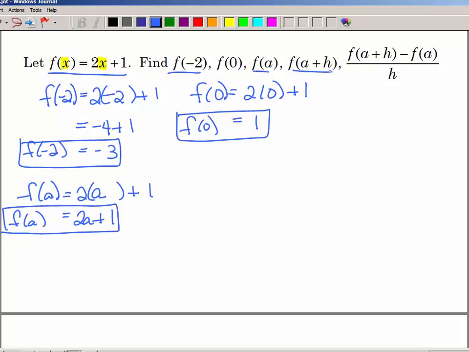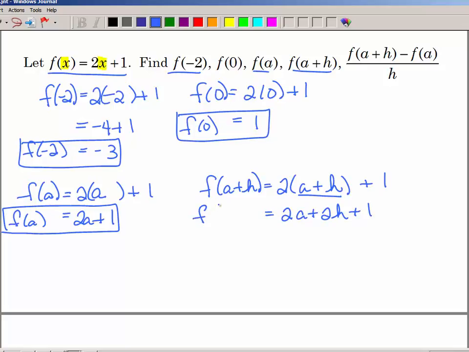Our next one, f of a plus h. So f of a plus h equals 2 times, what are we going to put in that parenthesis? In place of that x, we're putting in a plus h. And again, not much else you can do with that. We could maybe distribute that too, but since there are no like terms to collect, we would have to leave it like this. Now one thing you have to remember is we're not solving any equation. We're just evaluating an expression, if you will.